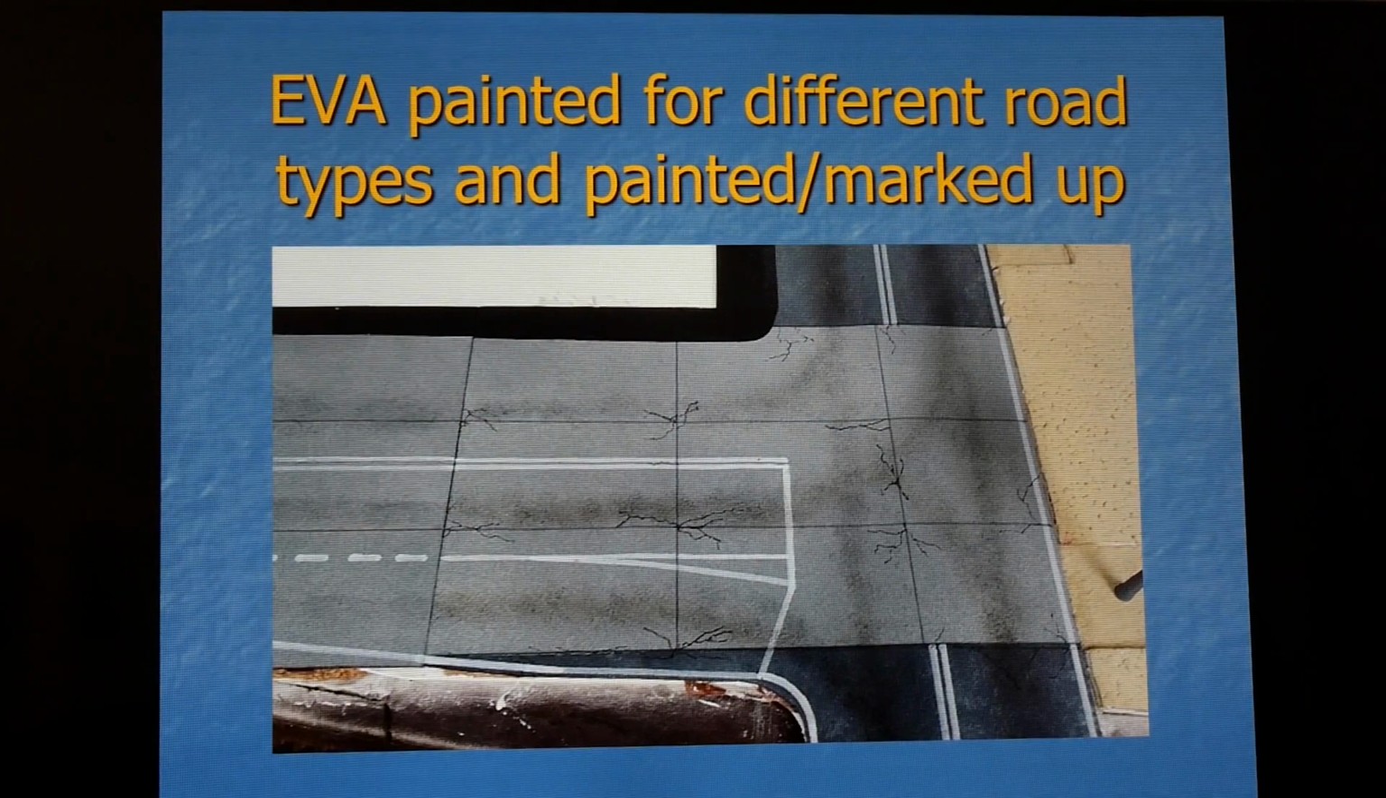Painting, it takes all sorts of different paint. For the road surfaces, you can see the bitumen side and you can see the concrete side, it's all EVA. And then the road markings are put on top.